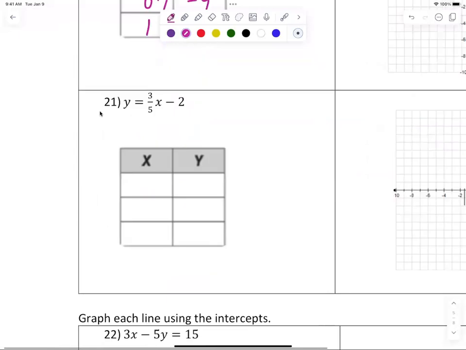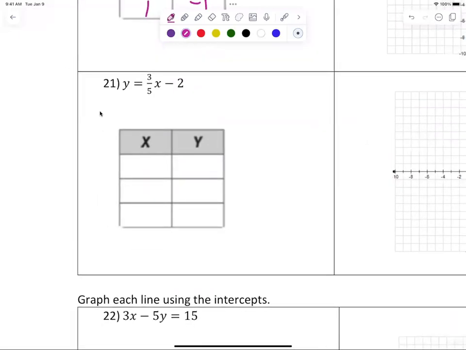Now number 21, I need help with that. What? Speak up. Come on. I see you screaming all the time. All of a sudden, when I'm calling on you, you start acting shy. I know you're not shy. What is it?